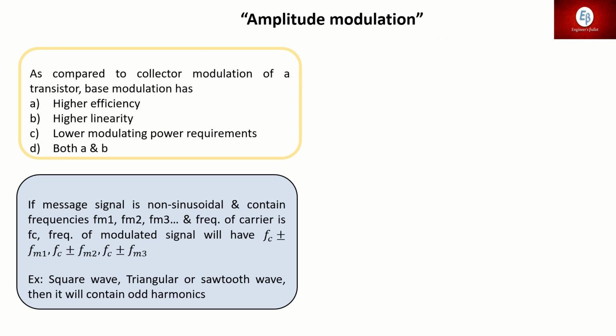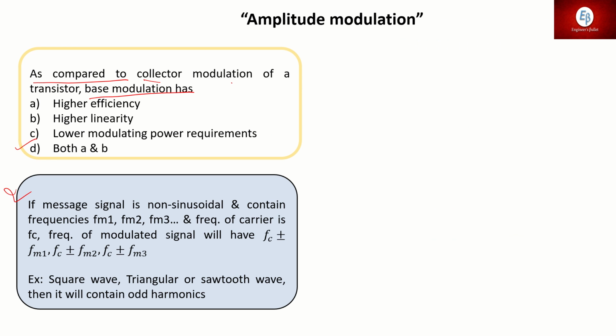Now, this is a question which is asked in the ESE examination. As compared to the collector modulation of transistor, base modulation has. So which of the following is correct? Then the correct answer is it requires lower modulating power requirements. So option C is the correct answer.